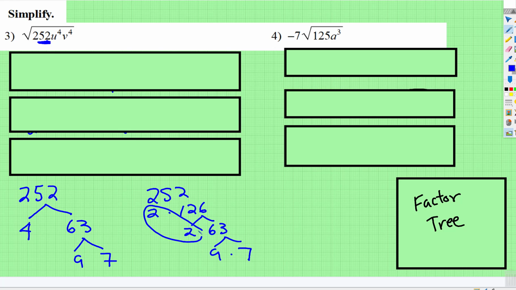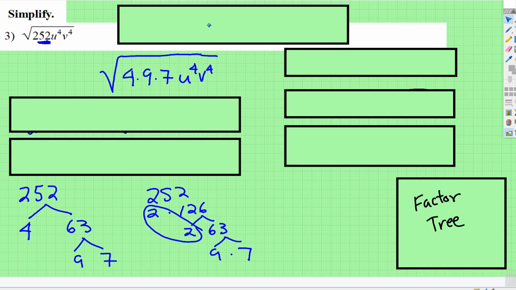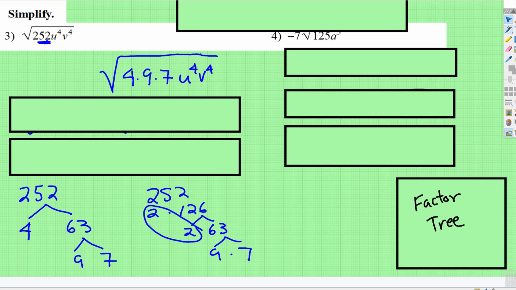And then look at, we've got 2 squared right there. So I know that it breaks down like this. 4 is a perfect square, 9 is a perfect square, 7 is not. So I write it like this. Well, the square root of 4 is 2. The square root of 9 is 3. 3 times 2 is 6.